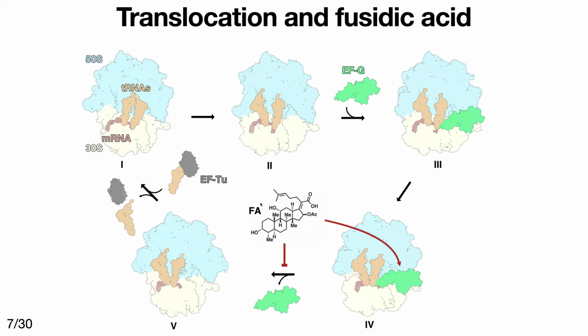So fusidic acid blocks this step by binding to EFG just after translocation, before it leaves at this step. And when it binds to it, it locks it to the ribosome and it cannot leave. Since EFG is locked here on the A site, new tRNAs cannot be delivered, and the translation is basically stalled.